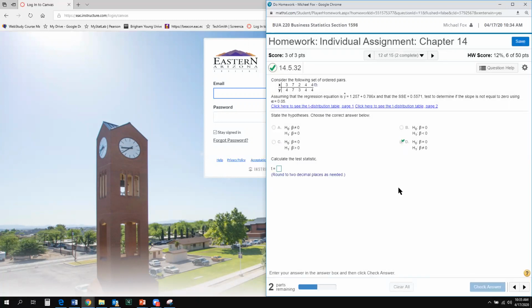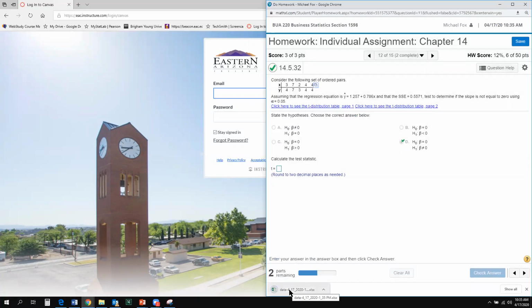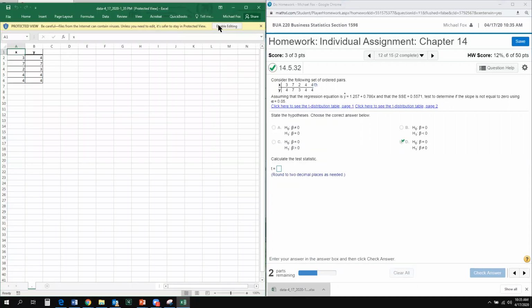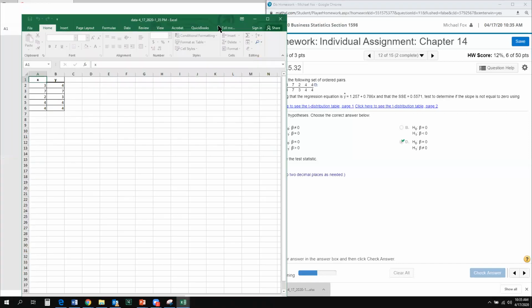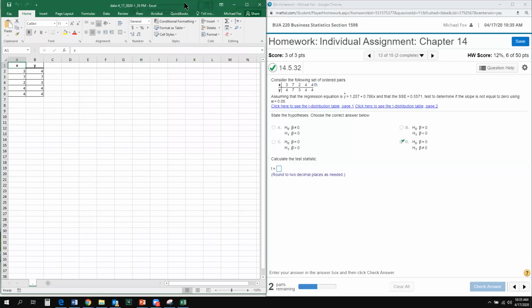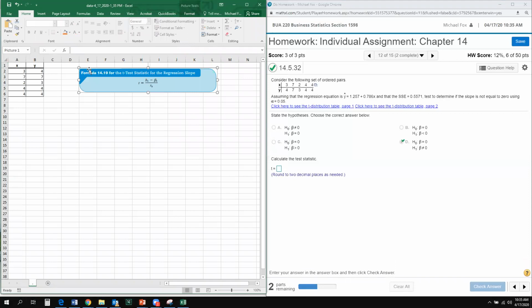All right, so now we have to calculate the test statistic. To do that, I'm going to go ahead and export this to Excel. So there's our data set. And from the book, I found a formula, so I'm just going to paste it in here to make our work easier later. This is the formula for finding the t-test statistic.